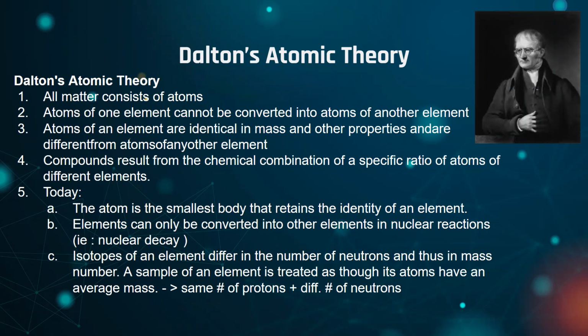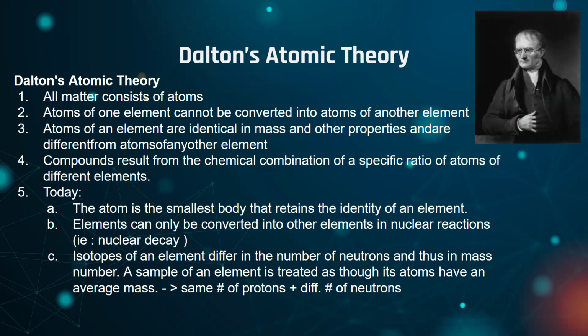So Dalton's atomic theory states that all matter consists of atoms. Atoms of one element cannot be converted into atoms of another element. Atoms of an element are identical in mass and other properties and are different from atoms of another element. The spacing of that kind of got weird, I apologize. Compounds result from the chemical combination of a specific ratio of atoms of different elements.